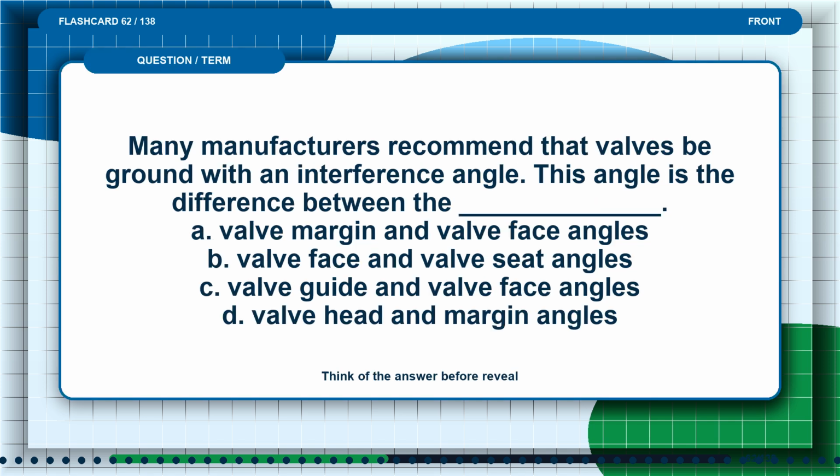Flashcard 62. Many manufacturers recommend that valves be ground with an interference angle. This angle is the difference between the blank. A, valve margin and valve face angles. B, valve face and valve seat angles. C, valve guide and valve face angles. D, valve head and margin angles. Pause and think of the answer before the reveal.